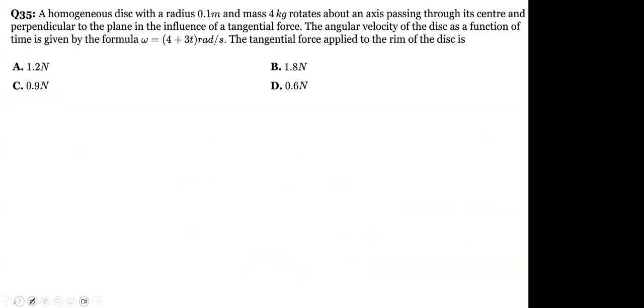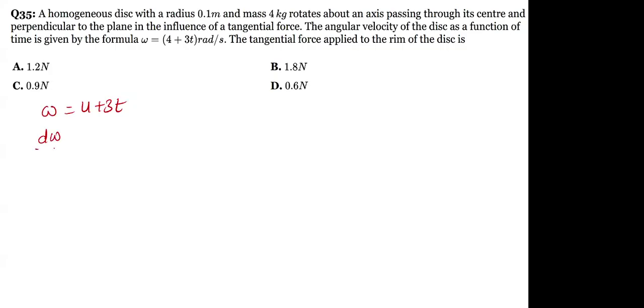Now, a homogeneous disk with a radius of 0.1 meter and mass 4 kg rotates about an axis passing through its center of mass, passing through its center and perpendicular to the plane, under the influence of a tangential force. The angular velocity of the disk as a function of time is given: omega equals 4 plus 3t. Tangential force you need to find out.